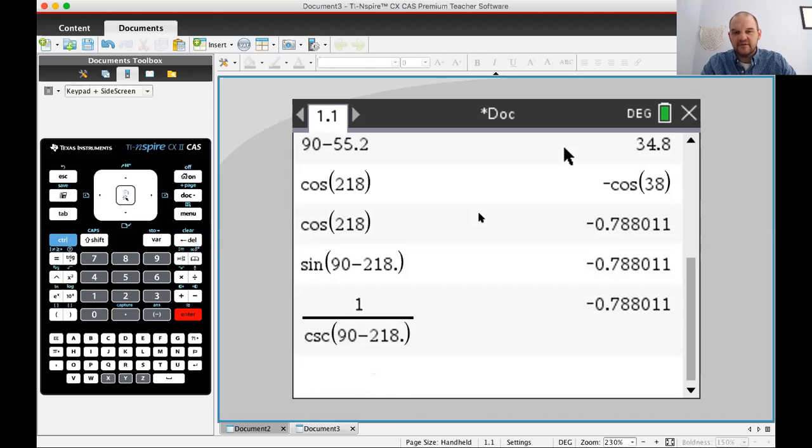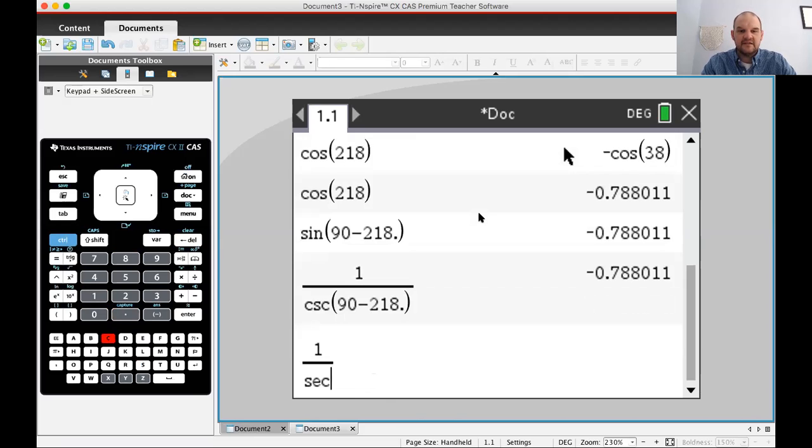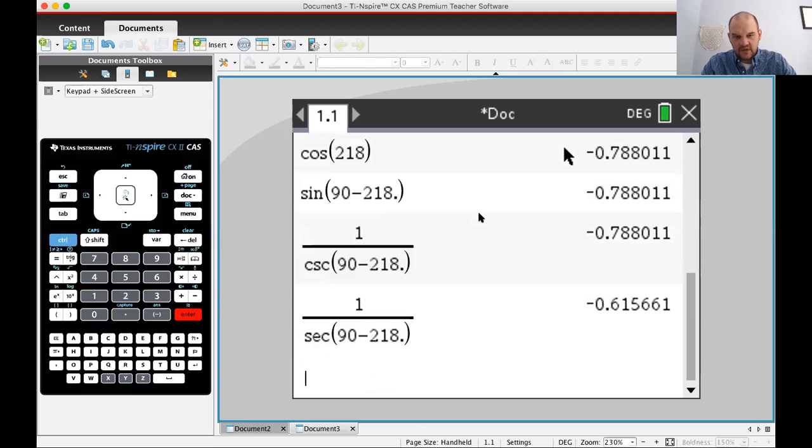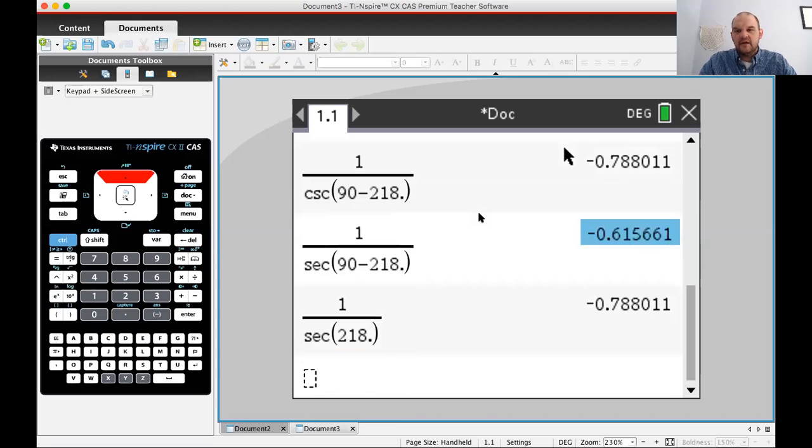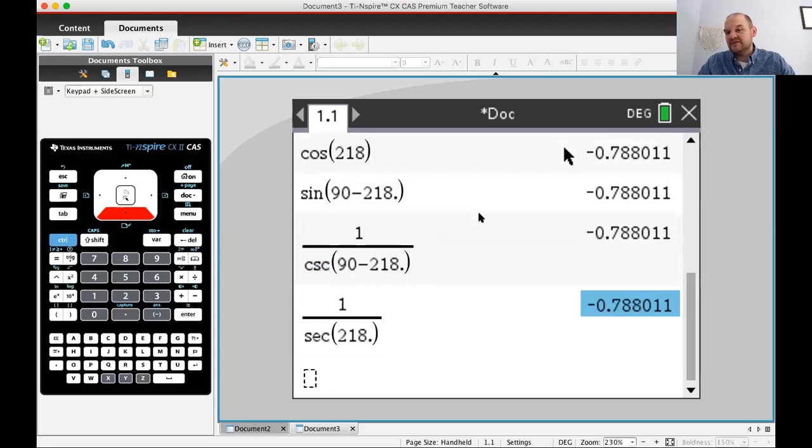So just play around, get used to it. 1 over the secant of 90 minus 218. Keep getting, what? 1 over, oh, sorry. 1 over the secant, not 90 minus, come on. Just of 218. Go. Let's just get rid of that so it's not in our list. So all those are equivalent.